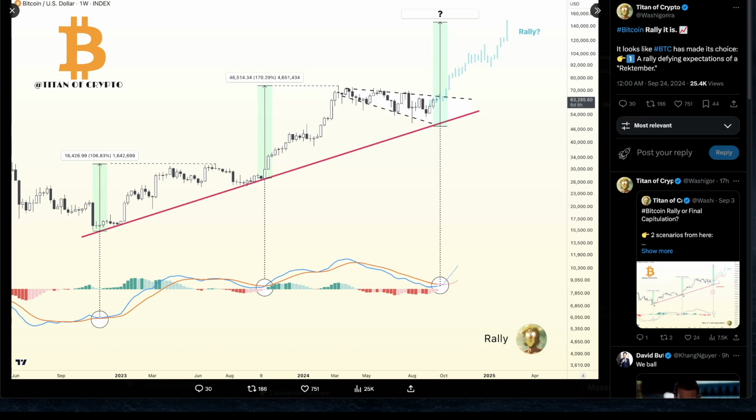Bitcoin rally it is. It looks like BTC has made its choice. Rally defying expectations of a rectangle. If you look at a zoomed out picture, you can clearly see the fact that BTC hasn't dipped below this very important support that basically started in here at the end of 2022. That was the start of this current bull cycle, okay? So even if dips like that are happening, this is basically a blessing, because we can buy more and sell after each leg up as we go in this cycle.